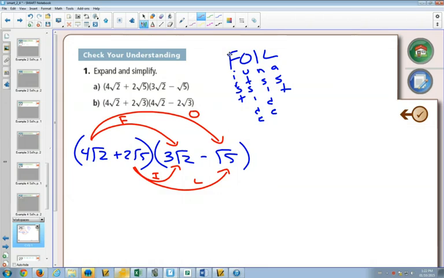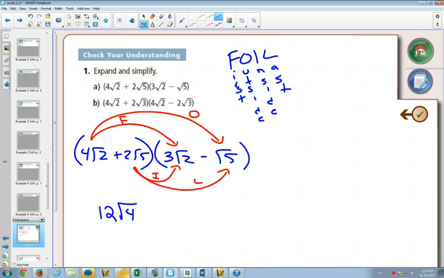Now when we're multiplying, how do we multiply 4 root 2 times 3 root 2? We multiply the numbers and we multiply the radicals. So when I do 4 times 3, I'm going to get 12. And when I do root 2 times root 2, I'm going to get root 4. We're going to simplify this later, but we're going to start. We multiply our numbers. We multiply our radicals.